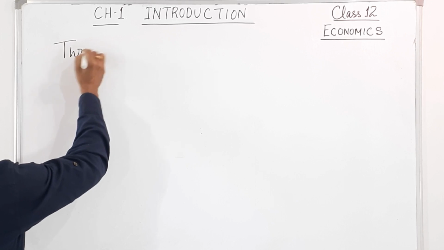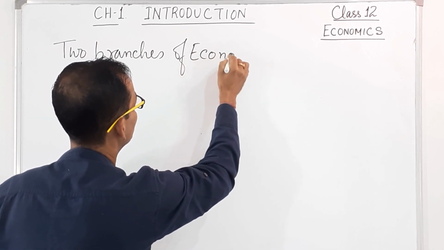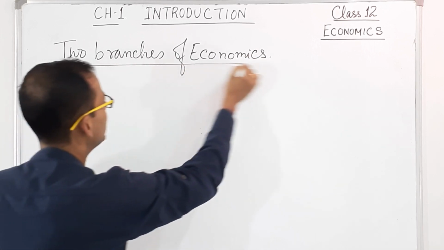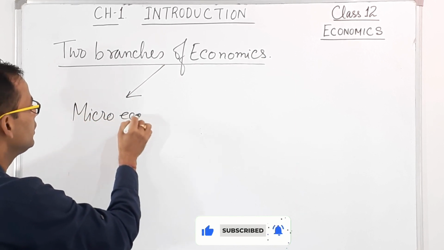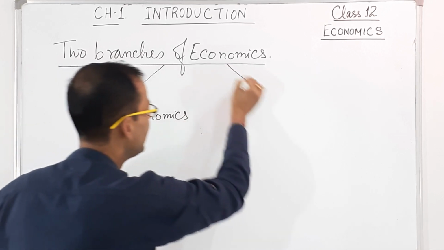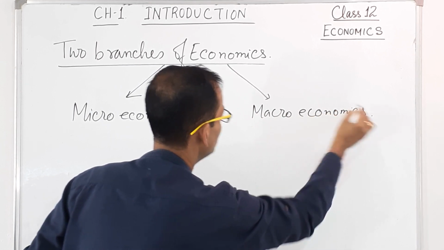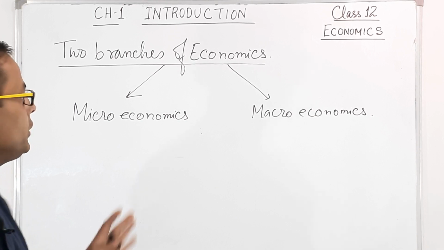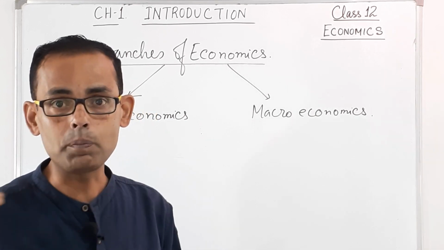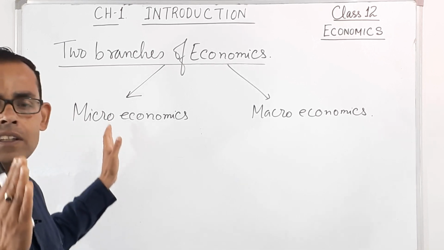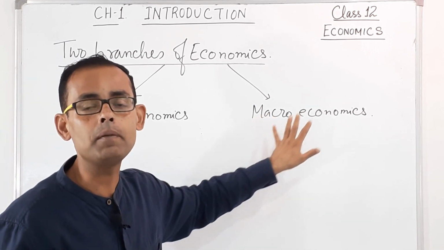So, two branches of economics. Now, one branch is microeconomics and another branch is macroeconomics. So how many branches of economics are there? Two branches. One is microeconomics, one is macroeconomics. Now in class 11, your previous class, you have studied introductory microeconomics, and in class 12 you are going to study introductory macroeconomics.